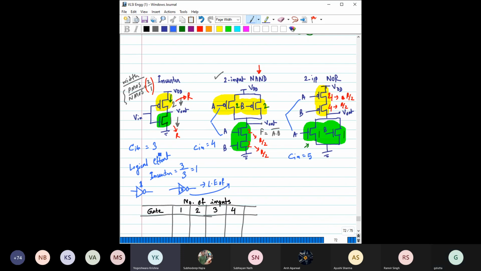Here C in is 3, right? Now with respect to this, if you want to find what is the logical effort of this inverter, then what will happen? These two inverters can deliver the same current. So you have to take the input capacitance of this inverter by the input capacitance of this inverter. So it will be 1. Now my question is, this is a unit size inverter. So if I size it to 5 times, or 10 times, then just comment on the logical effort for that case.